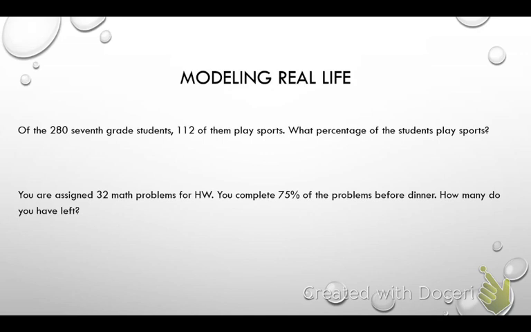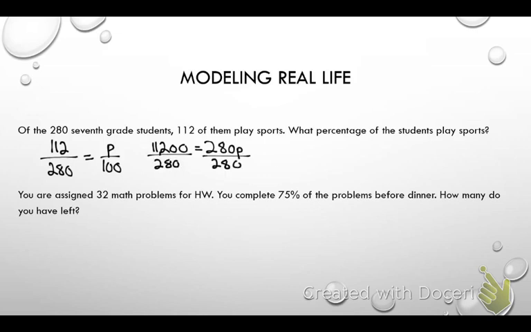Okay, so 112 over 280 equals P over 100. I'm going to do cross products. There's no clear connection between 280 and 100, okay? Or at least not a whole number. So 112 times 100 is 11,200 equals 280 P. What'd you get for P, guys? Did anybody get it? 40%. Good job. Who got it right? Who got it right? Good.